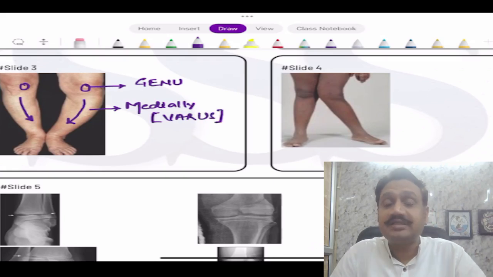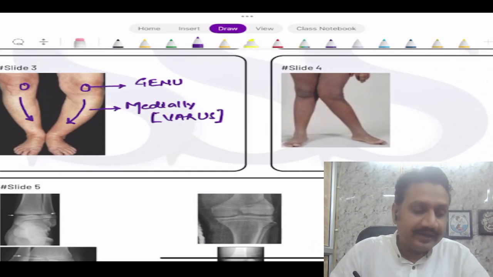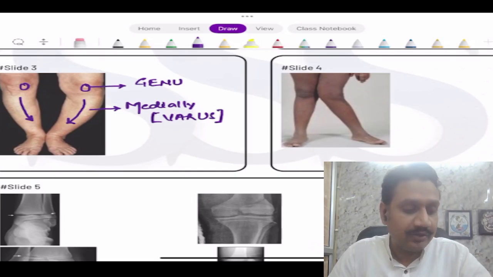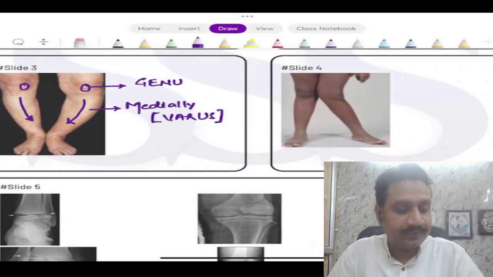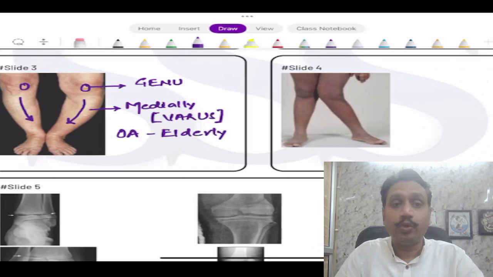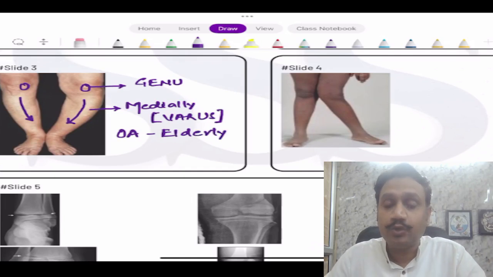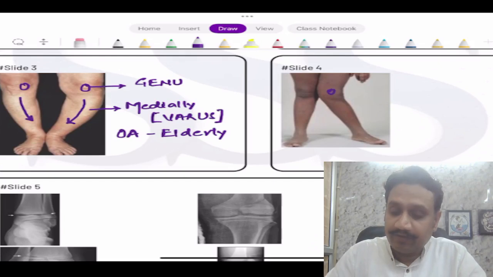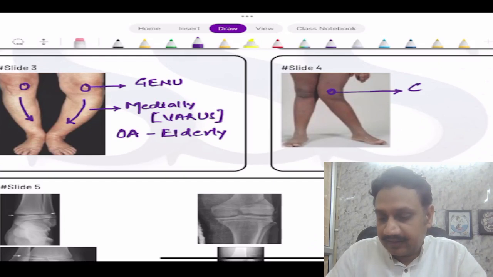So genu varus. Where do we see this kind of deformity? You know very well that it is usually seen in elderly patients. Where do you see this deformity? This is seen whenever there is osteoarthritis of the knee in the elderly. So OA, genu varus.